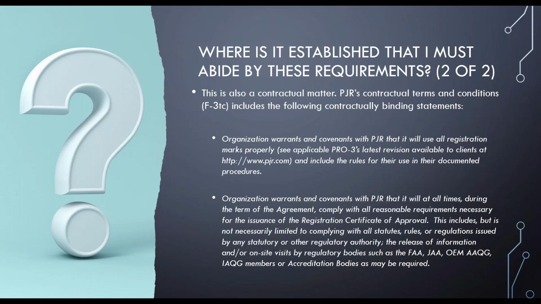Also, it goes on to state that the organization warrants and covenants with PJR that it will at all times comply with all reasonable requirements necessary for the issuance of the registration certificate, including but not limited to, and it goes on to include the requirements of the accreditation bodies. Obviously, their logos are very much in play with those requirements. So it is both a compliance matter in terms of coming out of ISO 9001, and it's also a contractual matter.